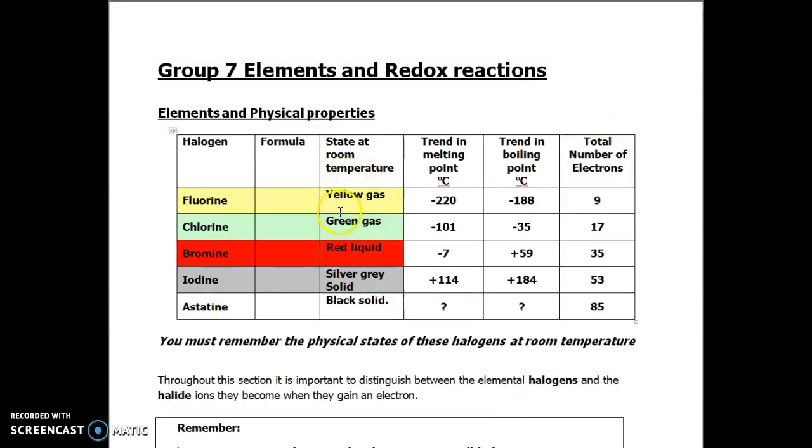And here the physical properties are summarized in this table, showing what the melting point is and the boiling point. Also here on the right hand column we've got the total number of electrons in each atom. And this is really important because this helps us to deduce why the melting points and the boiling points are such. Okay, you do need to know these physical states at room temperature.